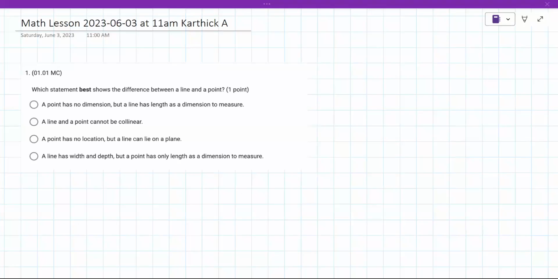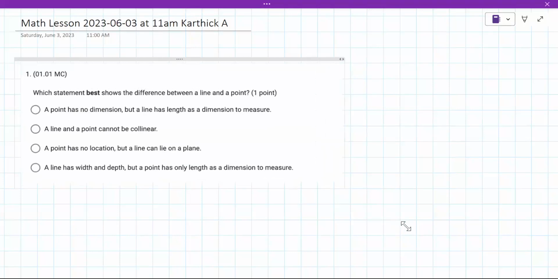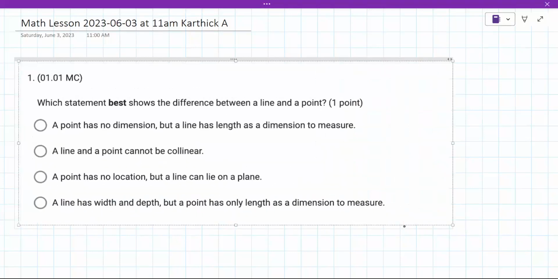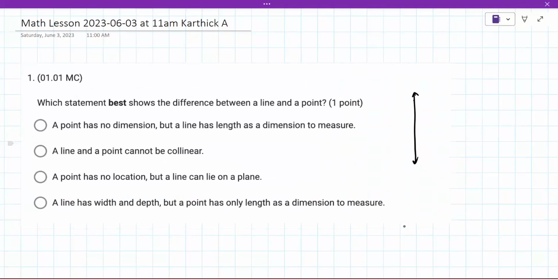All right, so if you're looking at the first problem here, it says, which statement best shows the difference between a line and a point? I mean, it's kind of obvious, but there's a line, there's a point. So yeah, it'd be the point has no dimension, but a line has length, has a dimension to measure. Lines extend infinitely though, so you can't actually measure them.